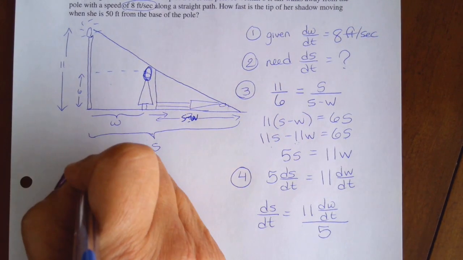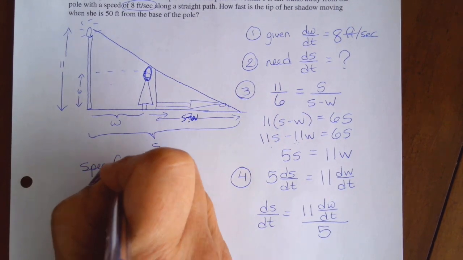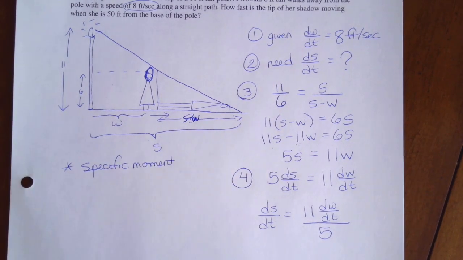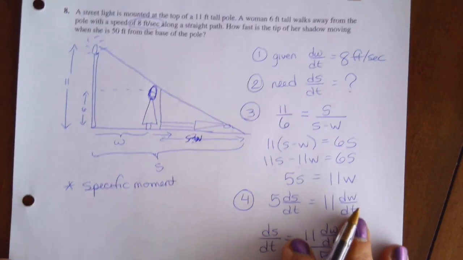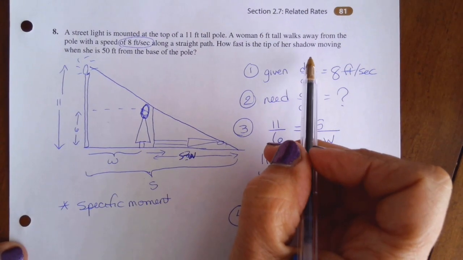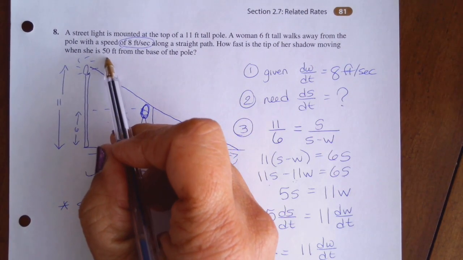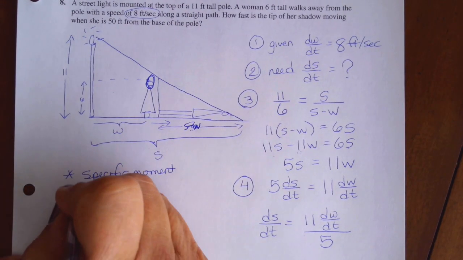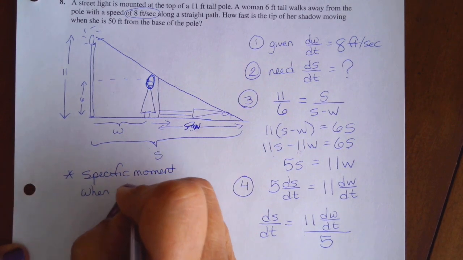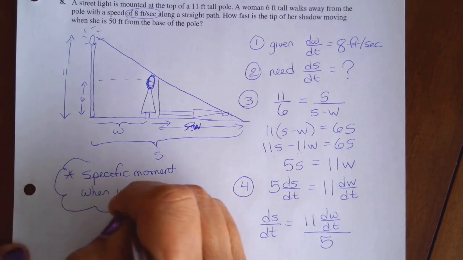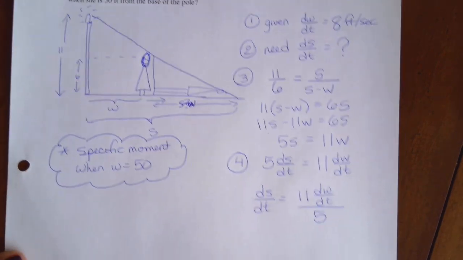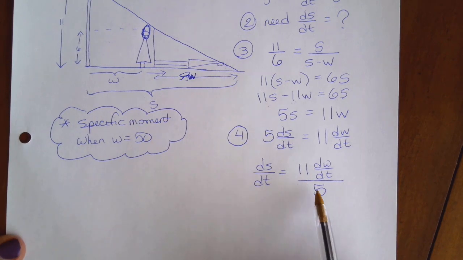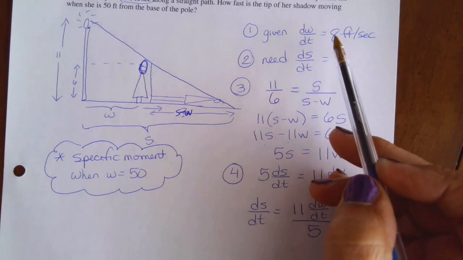Now, look at your specific moment. I want to talk about this just for a minute. Our specific moment here is to find how fast the tip of her shadow is moving when she is 50 feet from the base of the pole. So our specific moment is when W is 50. However, look at the problem. Where am I putting in W? To find ds/dt, all I need is dw/dt, which I already knew was 8.